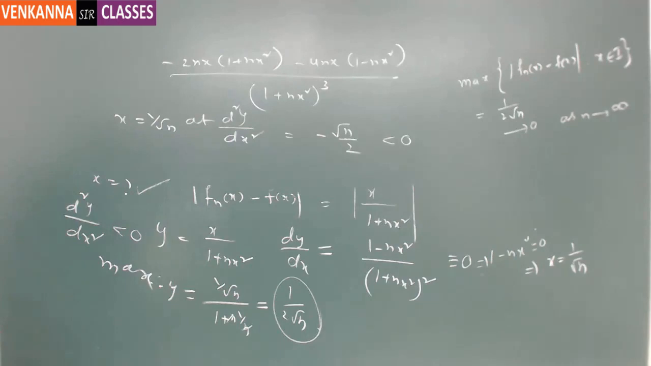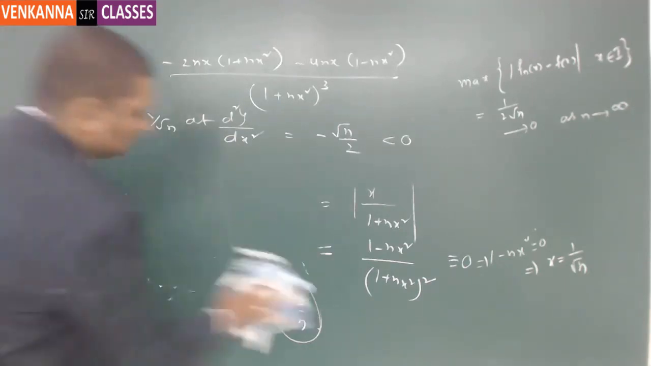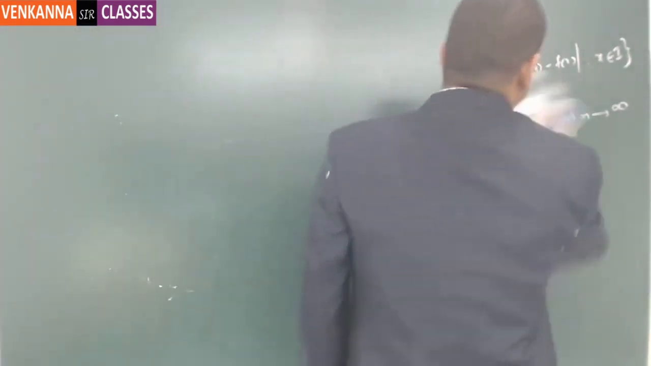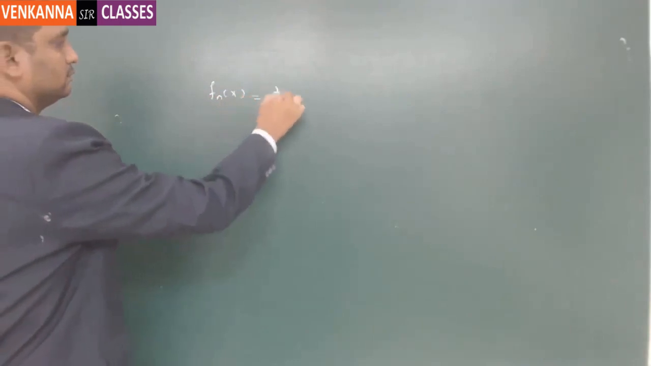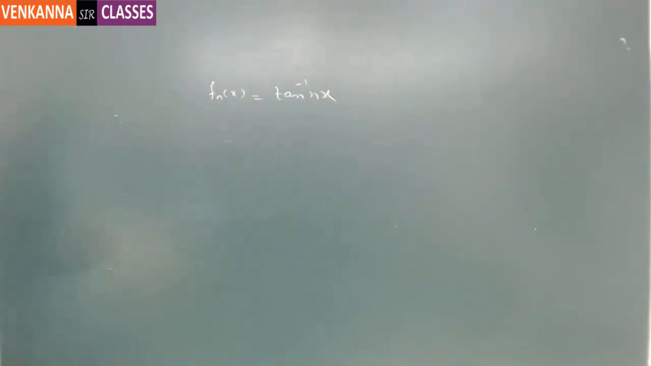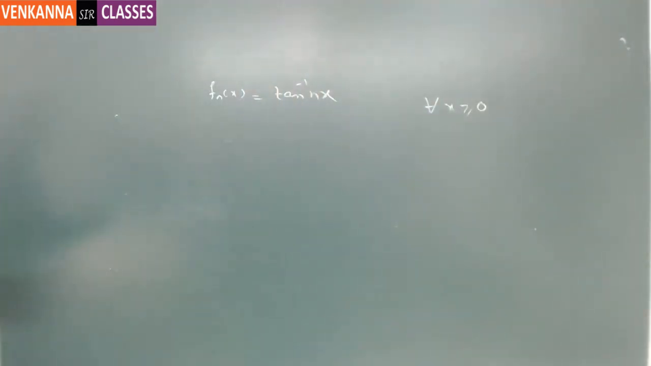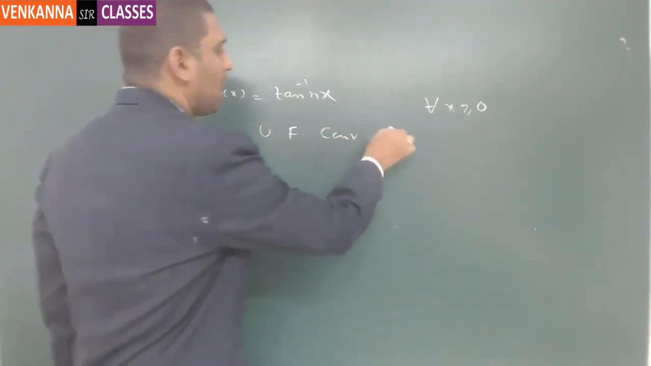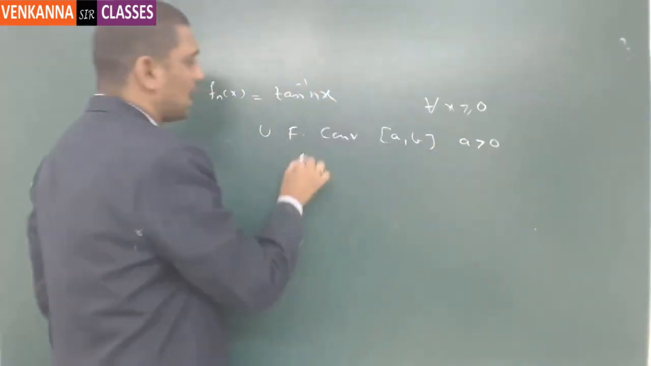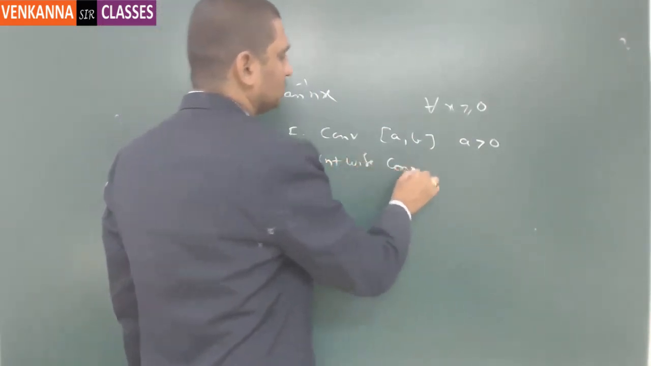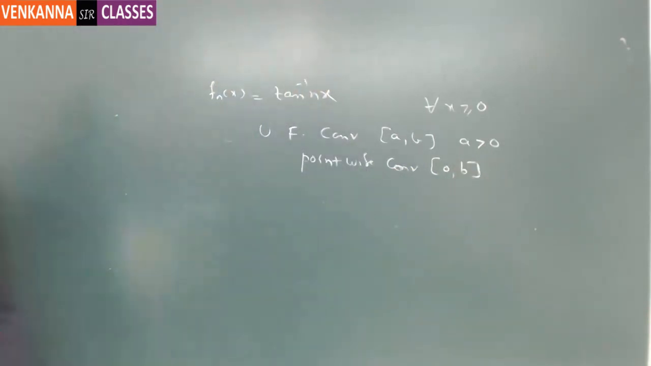Why is the concept of the epsilon technique there? Let me take one small problem which gives an idea. Suppose we have taken fn of x is equal to tan inverse nx for all x greater than or equal to 0. Now, suppose it is given that you are going to show that it is uniformly convergent on any closed interval not containing 0. Let me say it is uniformly convergent on closed interval [a, b] where a is positive, and pointwise convergent on the closed interval [0, b]. Suppose the question is framed like this.